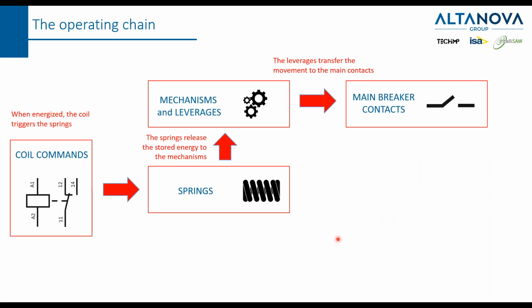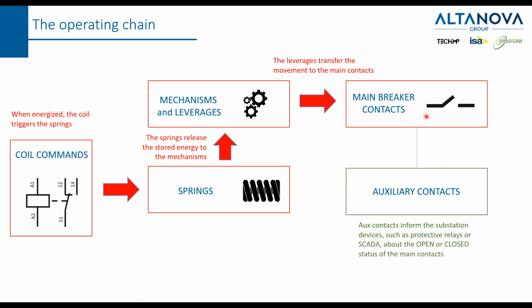Now we go a little bit more inside the so-called operating chain. So when there is the necessity to open a circuit breaker, what actually happens in the circuit breaker? First of all, you need a coil command. So a device that, once energized, will trigger a spring. The spring releases the energy to some mechanisms and levers, and these mechanisms and levers transfer the movement to the main contacts.